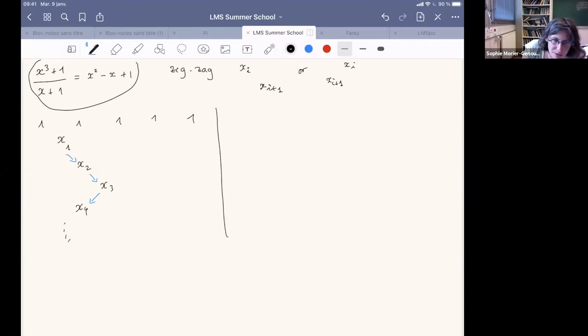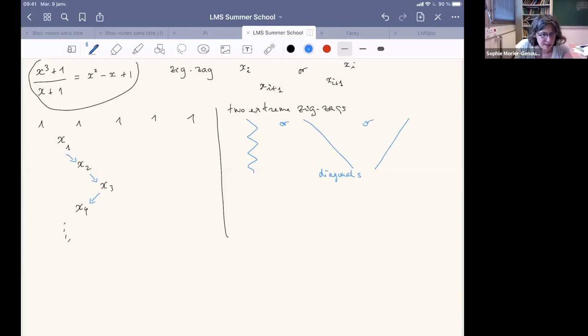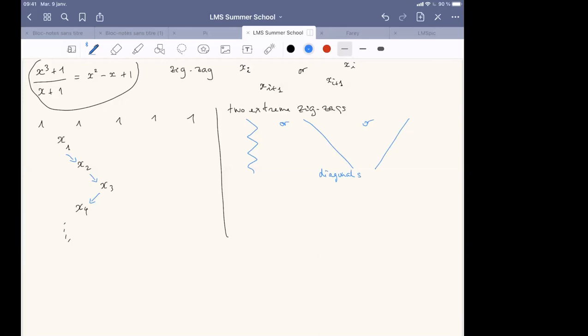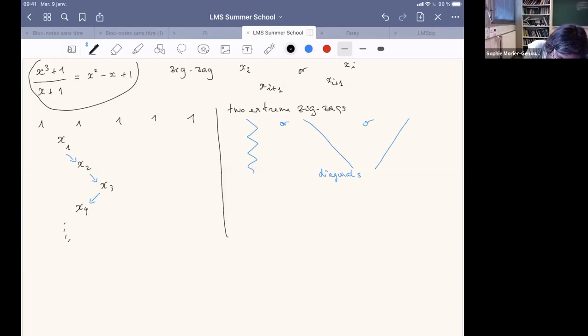So there are two extreme zigzags. I can alternate right, left, or I can never change direction. Here I will call this a diagonal in the frieze. Okay, so there is also an exercise. It was exercise number two, which is also related to what we just saw. So compute this frieze when you put x1, x2, and then deduce the next values with the frieze rule.